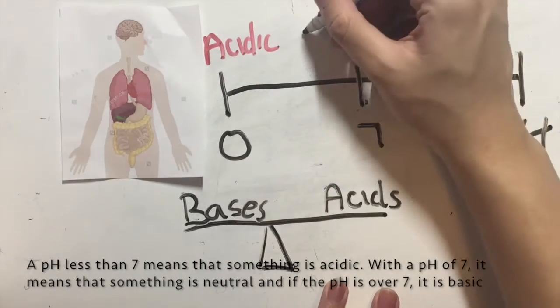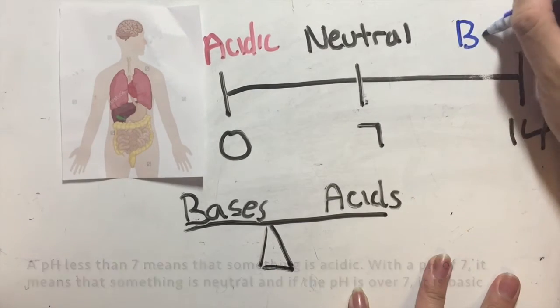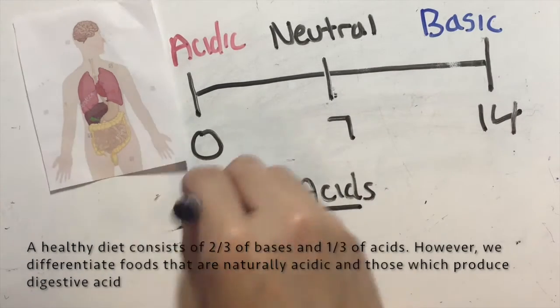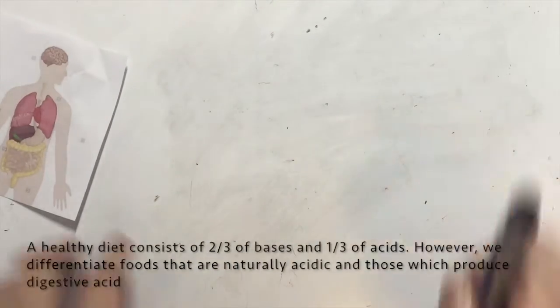With a pH of 7, it means that something is neutral, and if the pH is over 7, it is basic. A healthy diet consists 2/3 of bases and 1/3 of acids. However, we differentiate foods that are naturally acidic and those which produce digestive acids.